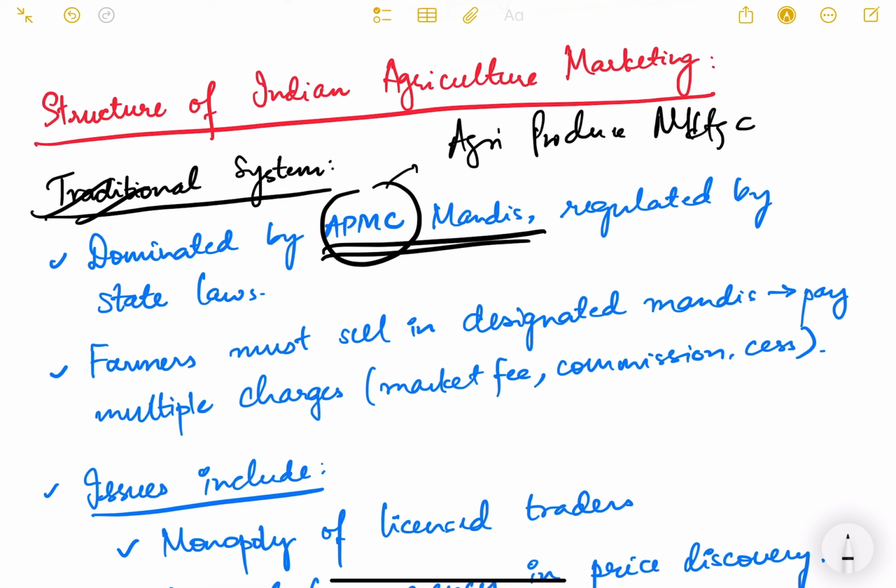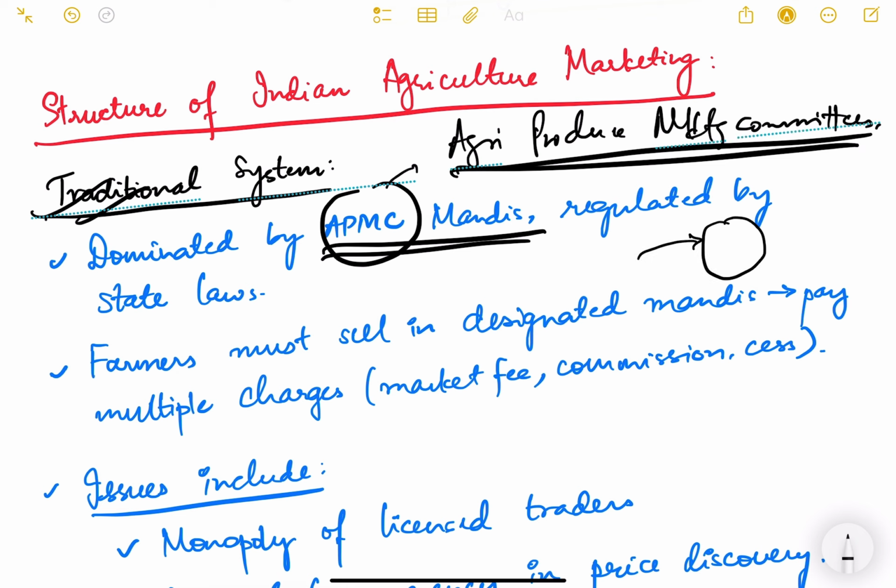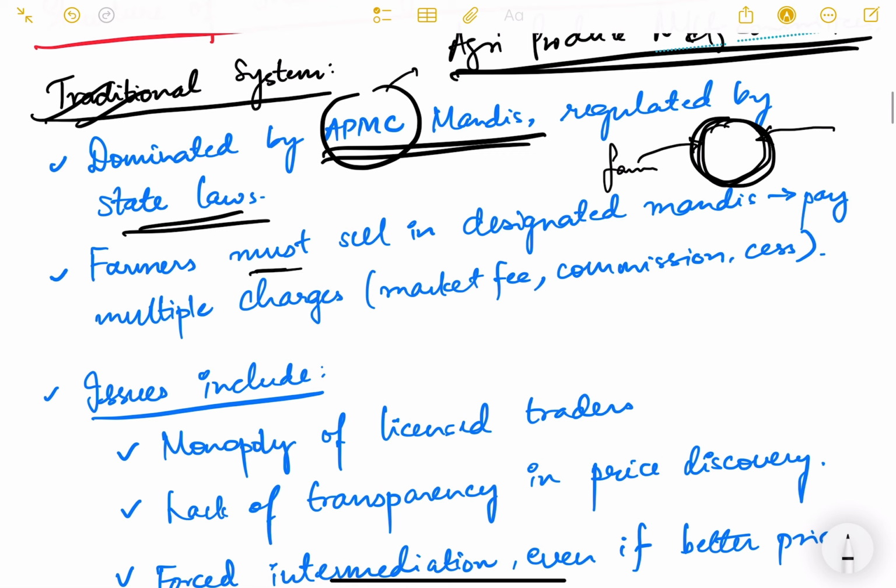Okay, marketing committees. These are regulated committees by the state governments where the farmers can come and sell their produce to the registered purchasers. They are the firms which purchase the produce. They may be some industry people, they may be some traders who purchase their produce from the farmers in a mandi. Whatever rules and regulations apply here are controlled by the APMC rules and regulations. It is regulated by the state laws. Farmers must sell in designated mandis.